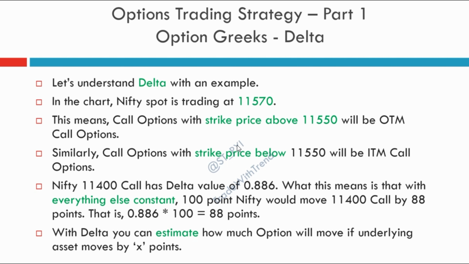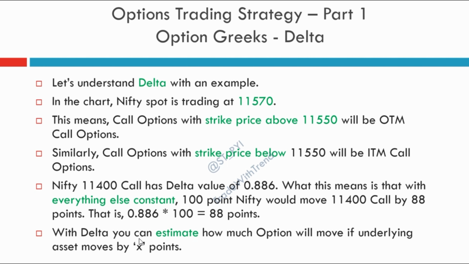Now ask yourself this: today, if you have an open position in a call option, if I tell you that tomorrow your asset is going to move by 10%, how much will your option move? Do you know that answer? In case you don't, delta is the answer for you, because with delta you can potentially estimate how much your option premium is going to move when your underlying asset moves, right?